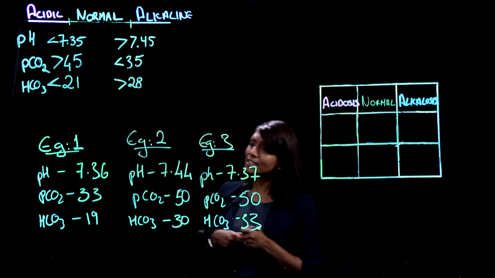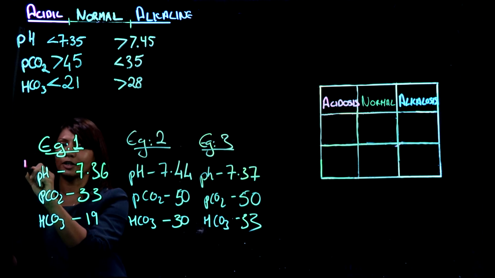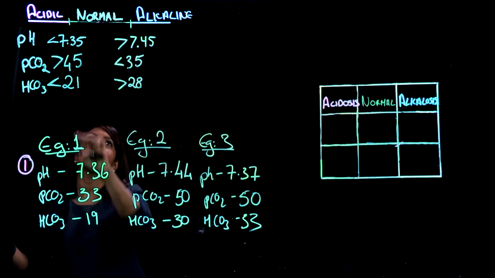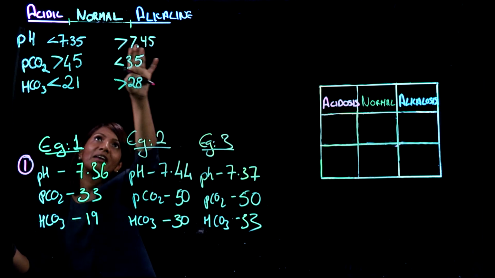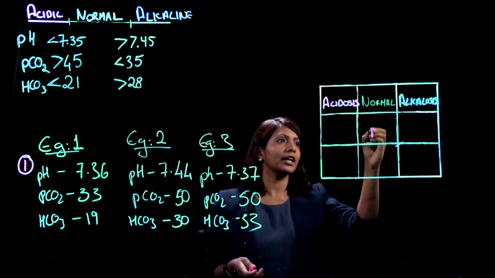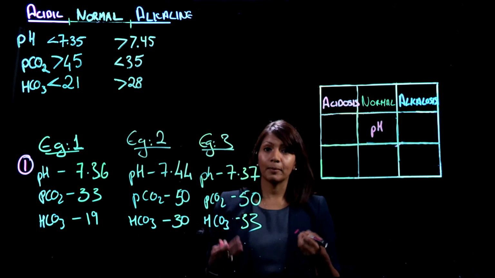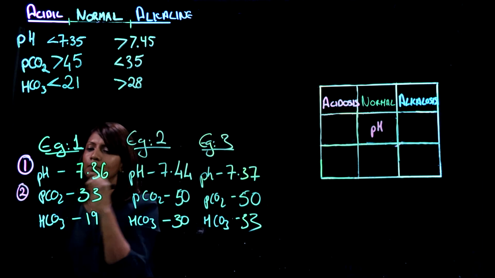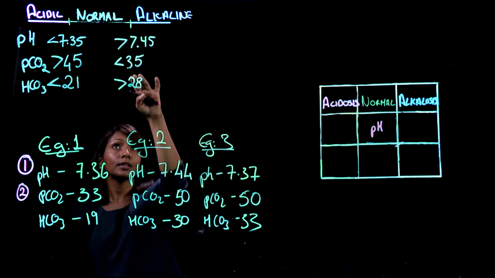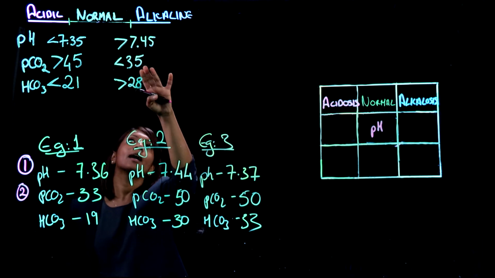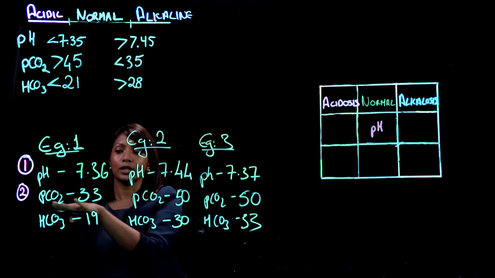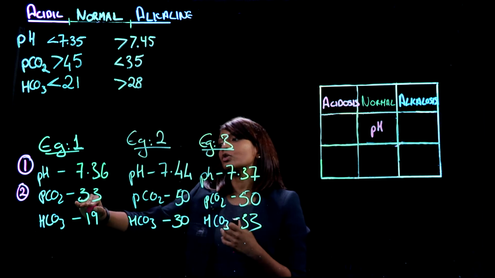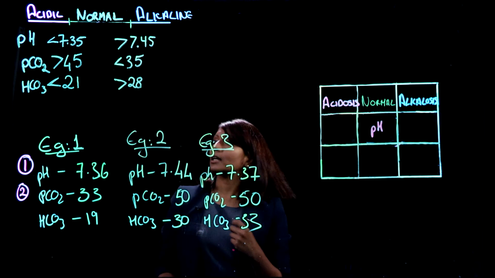So let's start off by analyzing this first example here. First step, as usual, is to look at the pH. The pH is 7.36, which falls within 7.35 and 7.45. So pH here is normal. Okay, but remember, always look at all the 3 elements. So looking at PCO2 here, PCO2 is 33. 33 is less than 35, and therefore the PCO2, or the amount of carbon dioxide in this client's body, is low. So PCO2 is 33, therefore it's making the blood alkaline.